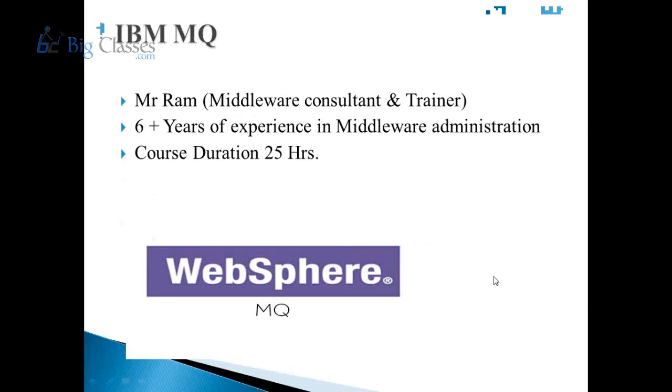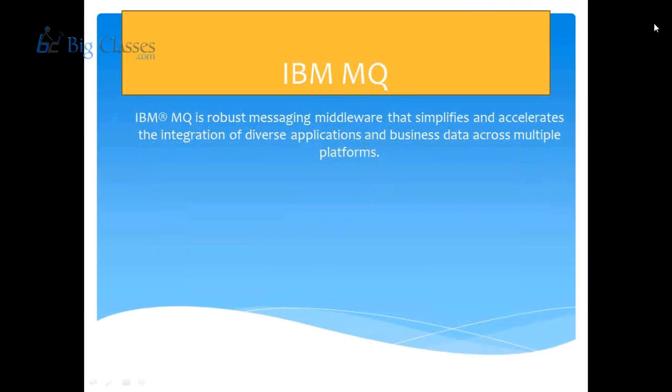Okay. So we'll see something about what is MQ. IBM MQ is a robust messaging middleware that simplifies and accelerates the integration of diverse applications and business data across multiple platforms. This is the simple term for IBM MQ, the universal messaging backbone, which is used to simplify and accelerate the integration of diverse applications.